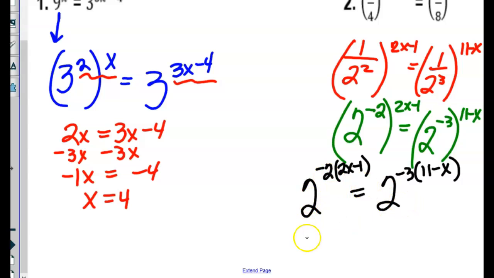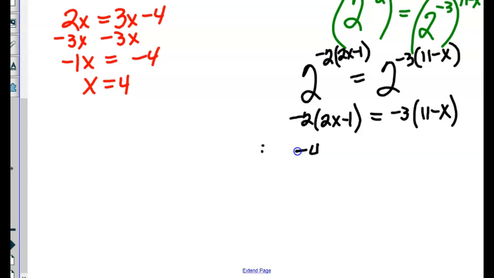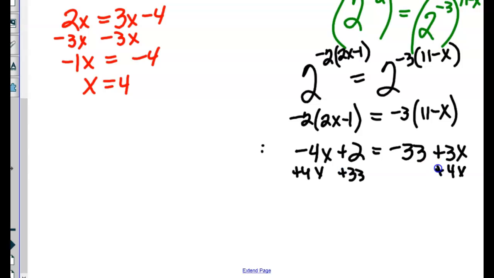So now I can get rid of the bases and say negative 2 times 2x minus 1 equals negative 3 times 11 minus x. Did anybody want to leave them as 1/2 to the...? You could have left them as 1/2. The fact that we did negatives, it wouldn't change our answer in the end. I hope someone's doing the algebra so they can check me. I got 35 equals 7x, so x equals 5.